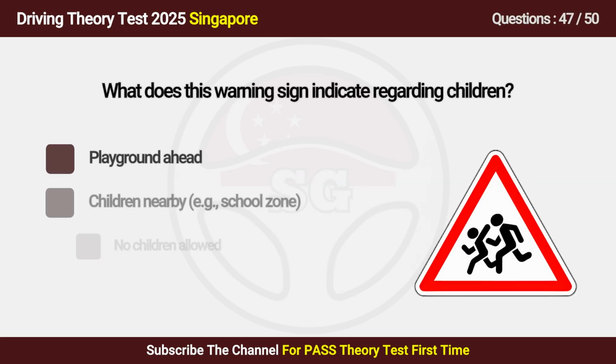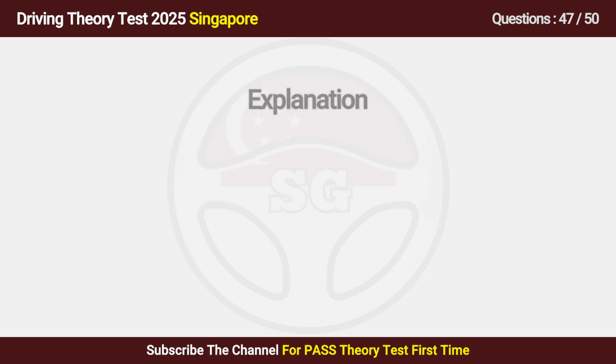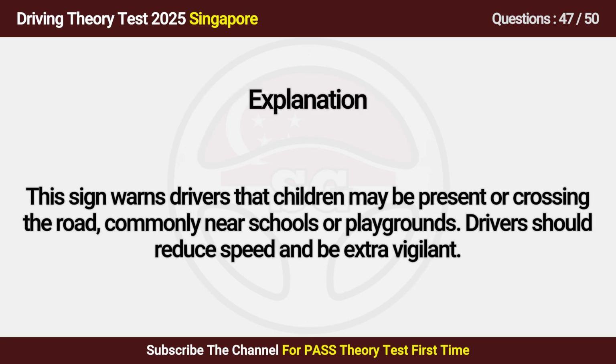Question 47. What does this warning sign indicate regarding children? A. Playground ahead. B. Children nearby, e.g. school zone. C. No children allowed. D. Pedestrian crossing. Answer is B. Children nearby, e.g. school zone. This sign warns drivers that children may be present or crossing the road, commonly near schools or playgrounds. Drivers should reduce speed and be extra vigilant.